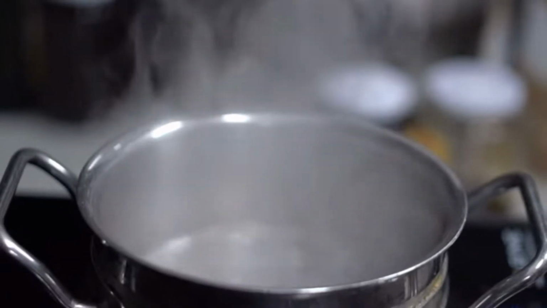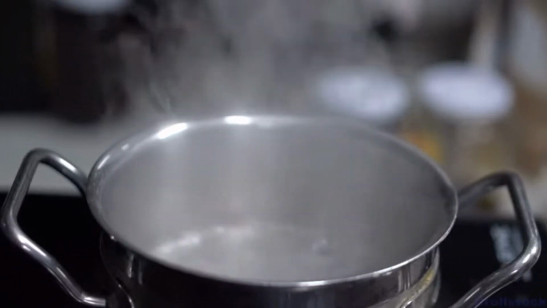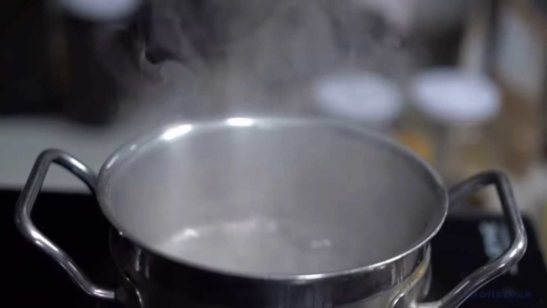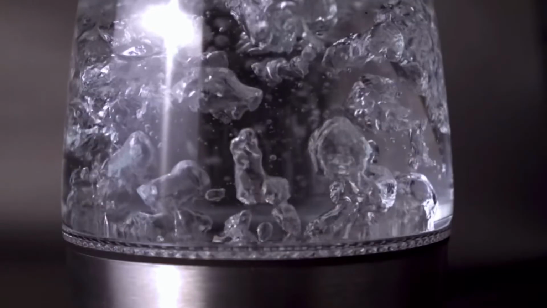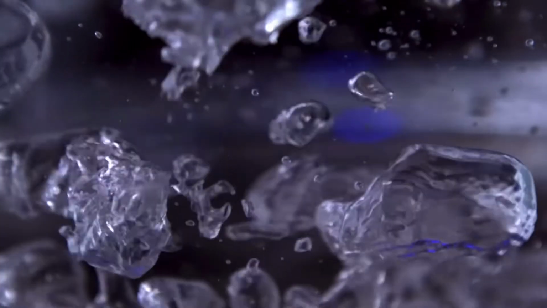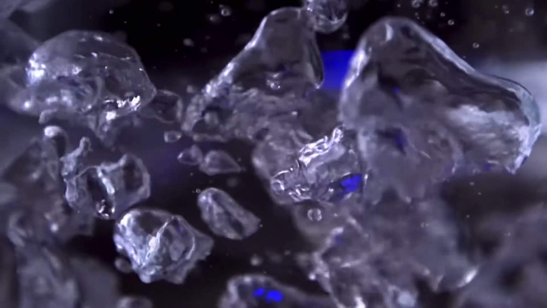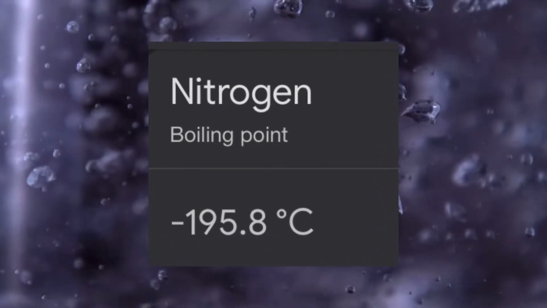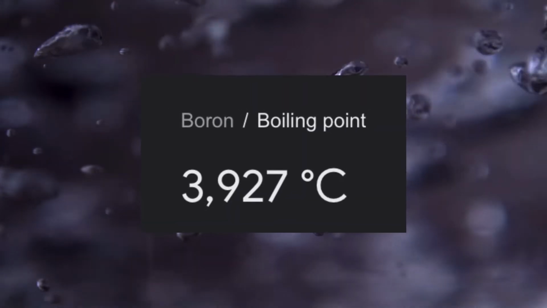Then we have boiling point, and boiling point is the temperature at which a substance changes from a liquid to a gas. And boiling point as a property of the element is the same as melting point. It differs within the periodic table. We have elements like nitrogen which need very low temperatures to boil, and elements like boron which need very, very high temperatures to boil.